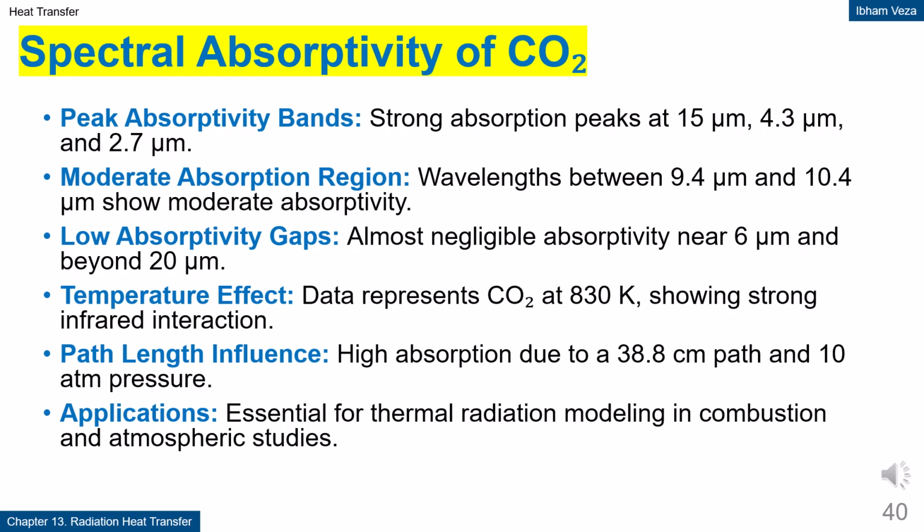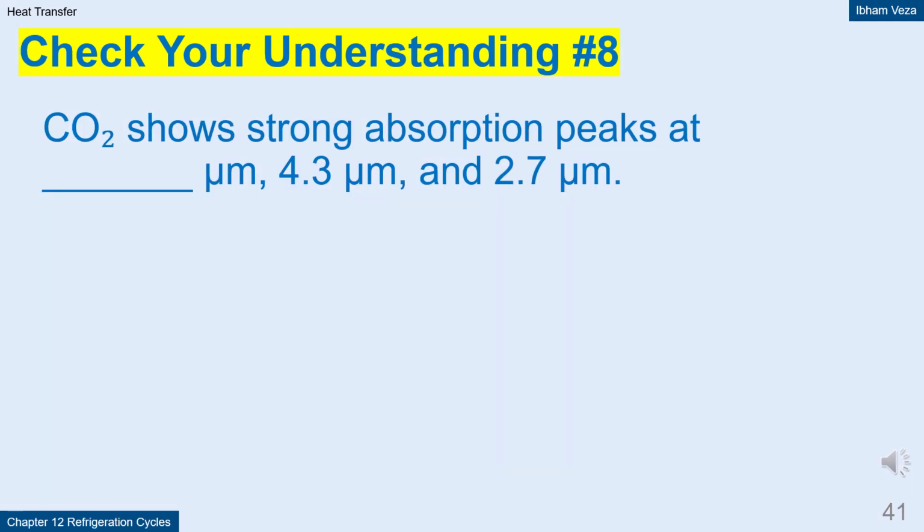Without considering spectral effects, calculation results can be highly inaccurate. Check your understanding number 8. This question emphasizes that gases such as CO2 have dominant absorption bands at specific wavelengths. This shows that gas radiation is highly selective in the spectral sense. This understanding is important so that gases are not treated as uniform absorbers. In engineering calculations, only certain bands are truly significant. This concept is very important in combustion and atmospheric analysis.